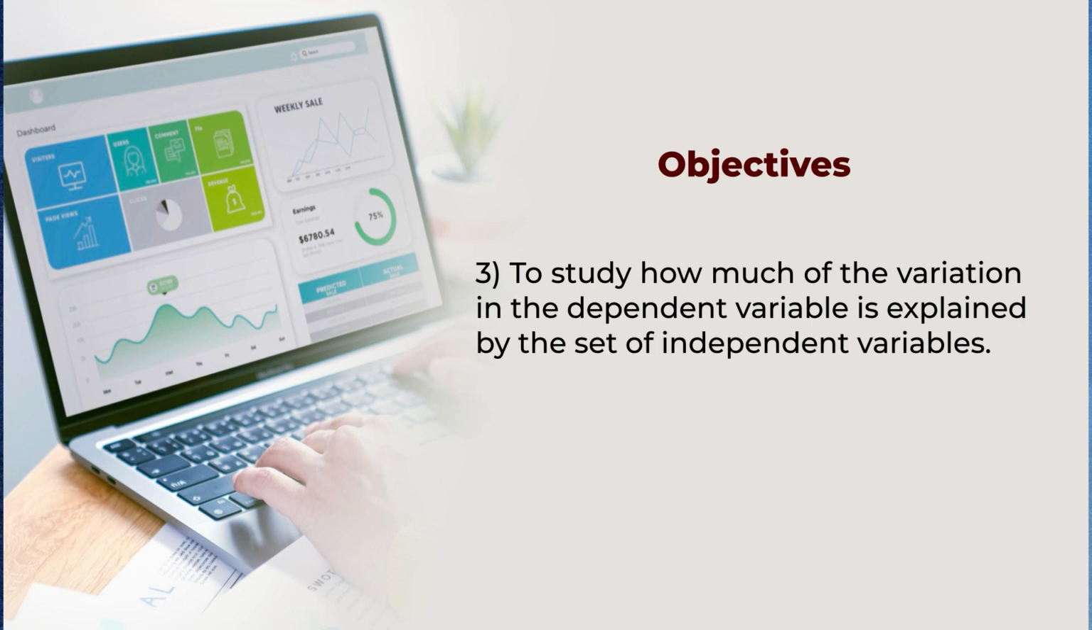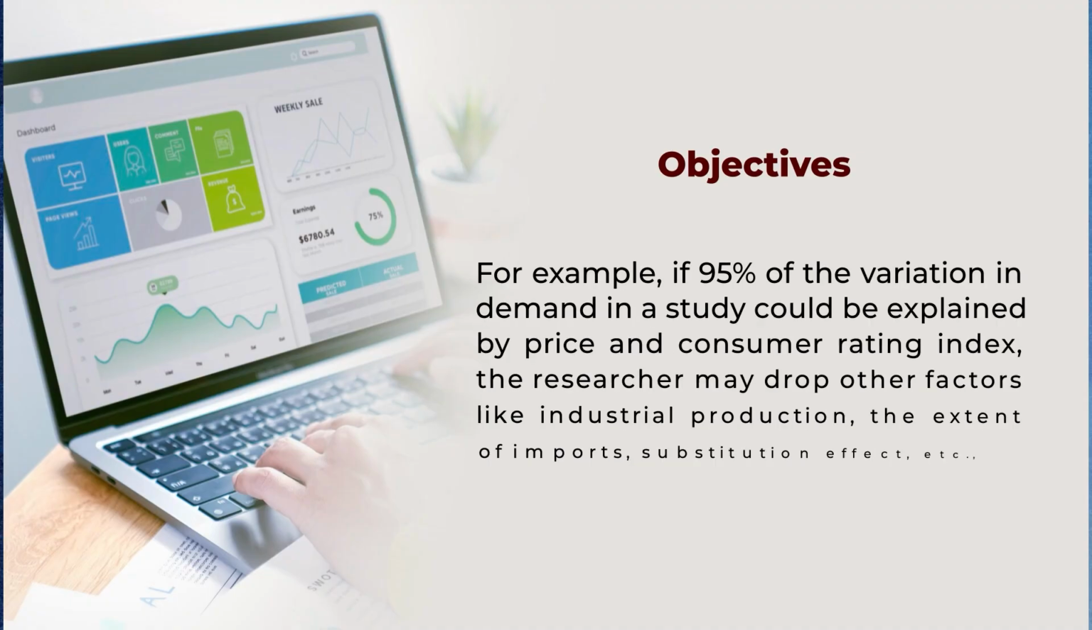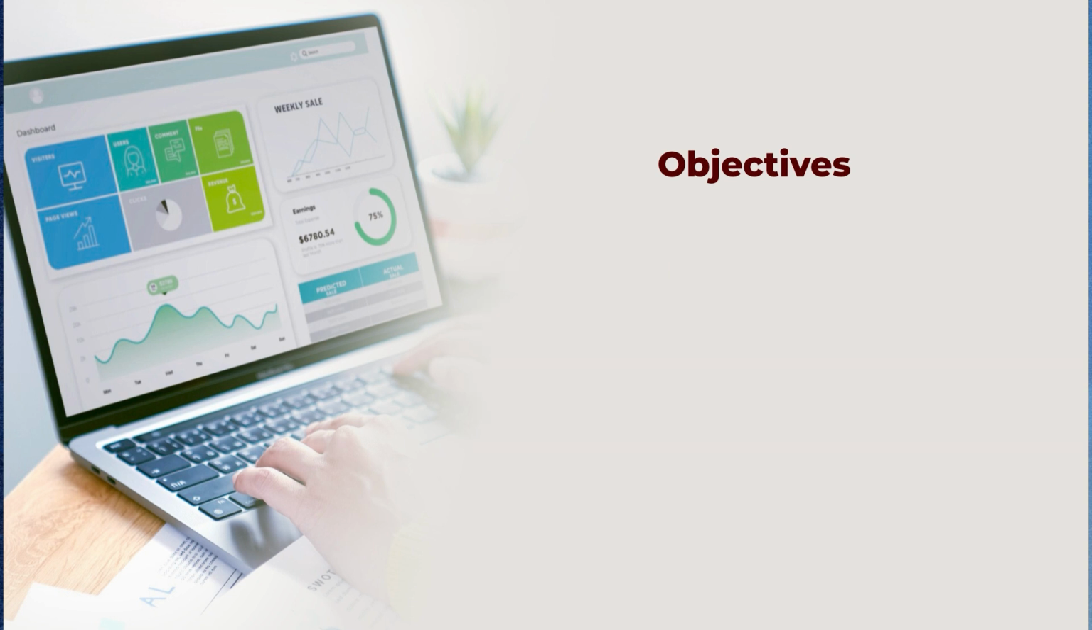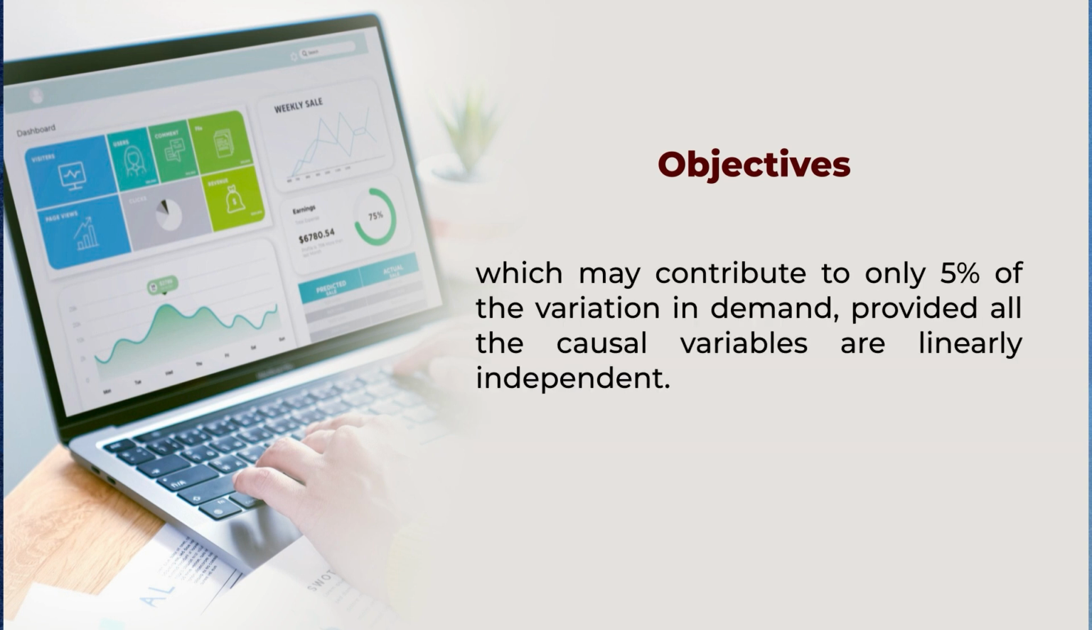One more objective can be to study how much of the variation in the dependent variable is explained by the set of independent variables. This would enable removing certain unwanted variables from the system. For example, if 95% of the variation in demand in a study could be explained by price and consumer rating index, the researcher may drop other factors like industrial production, the extent of imports, substitution effects, etc., which may contribute to only 5% of the variation in demand, provided all the causal variables are linearly independent.